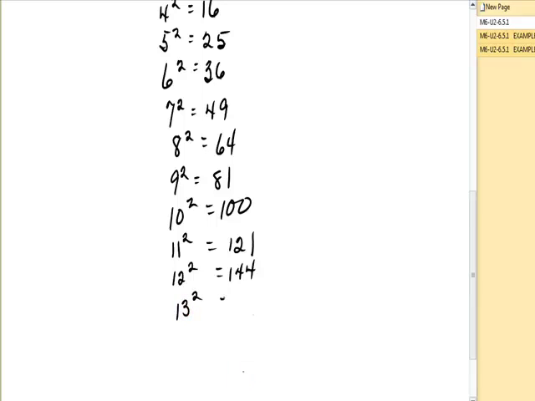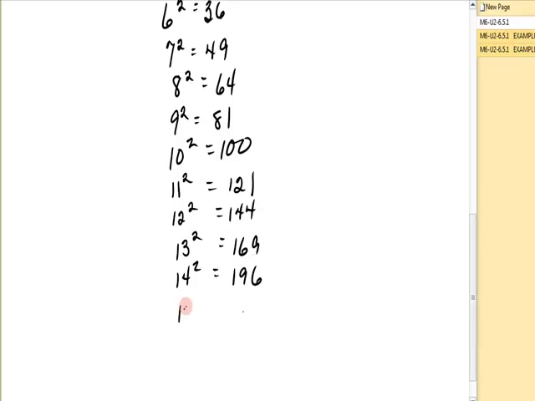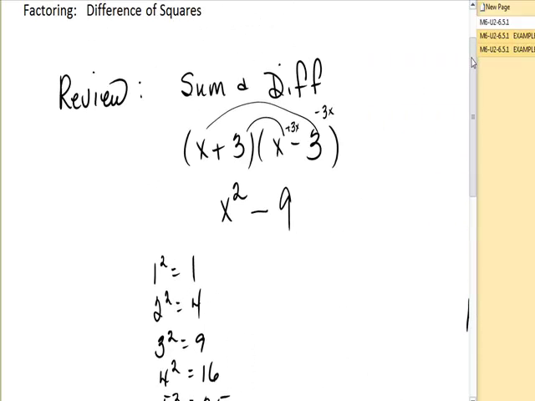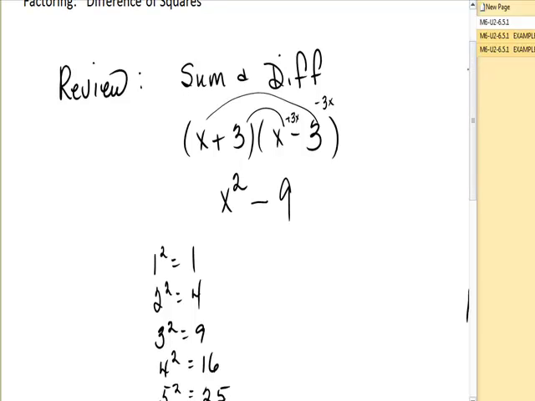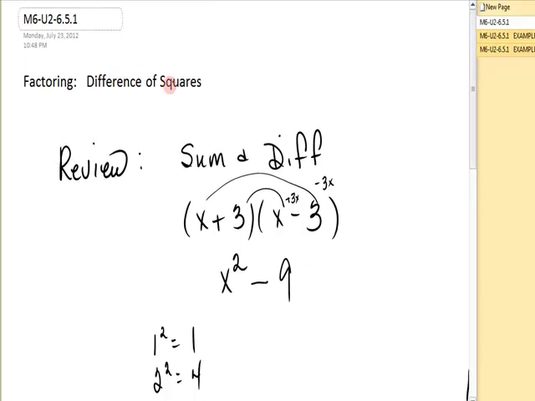13 squared, 169, 14 squared, 196, 15 squared, 225. Now, obviously, that goes on toward infinity, and don't forget that x squared, well, obviously gives you x squared. That is a perfect square. So it will help you to recognize these perfect squares as we try to factor the difference of squares into sum and difference products.